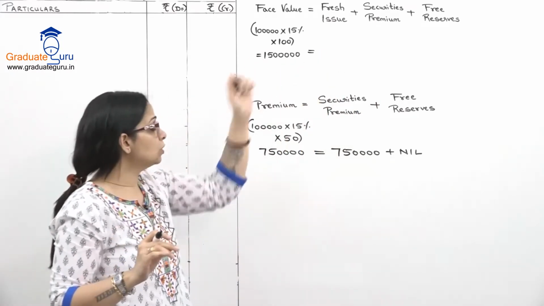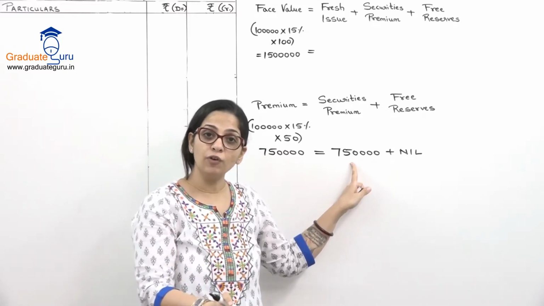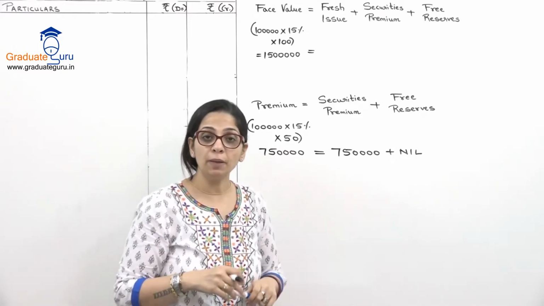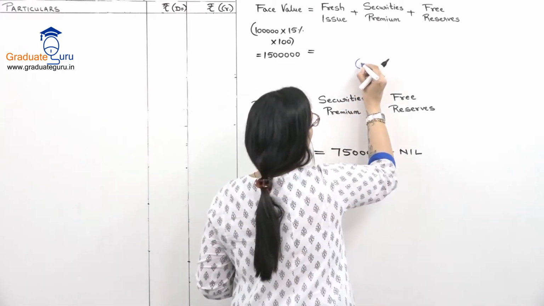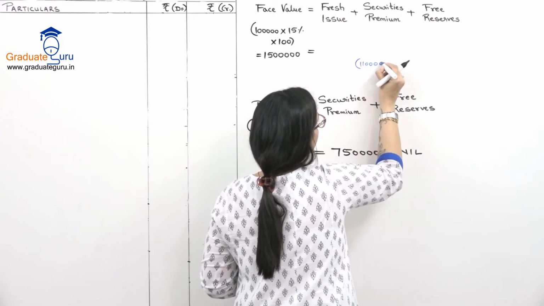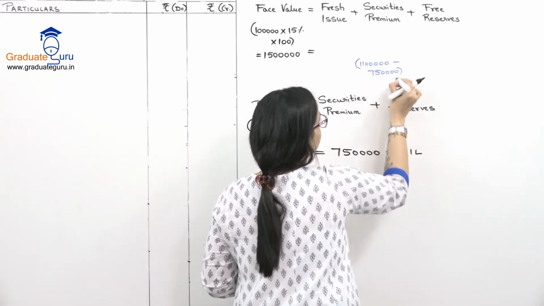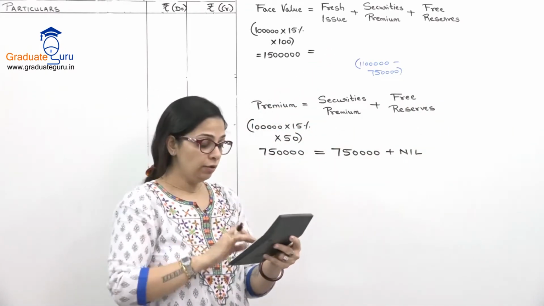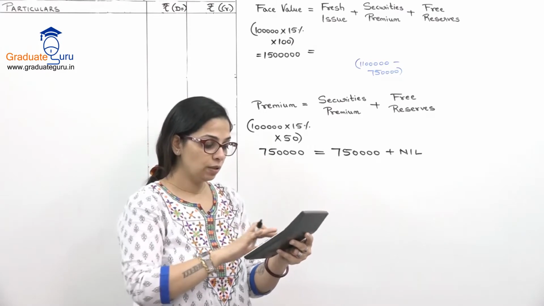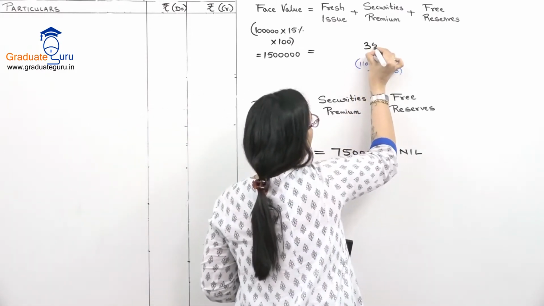Okay? Now how much security premium have we used here? 7,50,000. Actually, how much security premium is there in the balance sheet? 11 lakhs. So 11 lakhs minus 7,50,000. The remaining security premium will come for my face value. So 11 lakhs minus 7,50,000, I get 3,50,000.